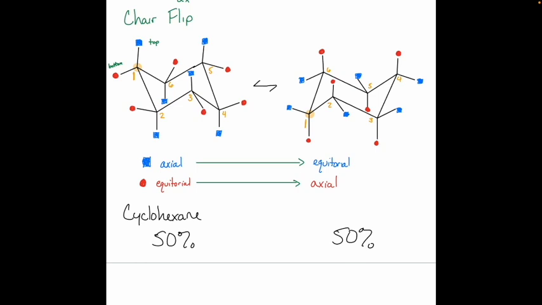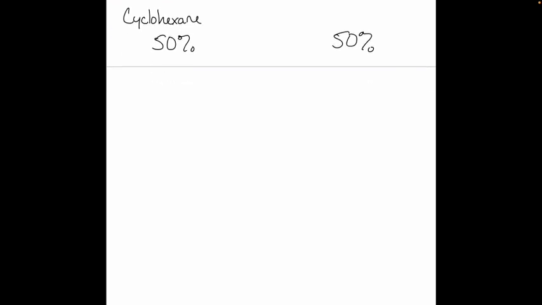All right, but that is not true as soon as we start adding substituents to the ring. It's going to turn out that one of these chair conformations is going to be more preferable than the other. All right, so let's take a look at that. Cool, so now, instead of just looking at regular old cyclohexane, we're going to go ahead and throw a methyl group on one of those carbons.